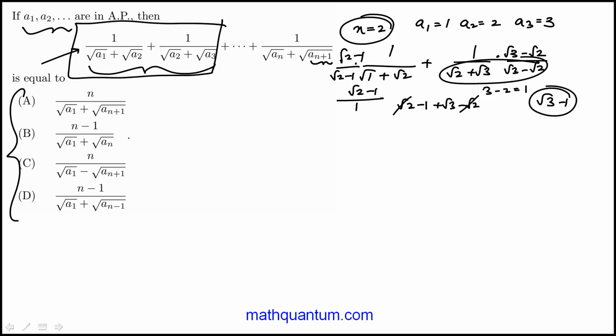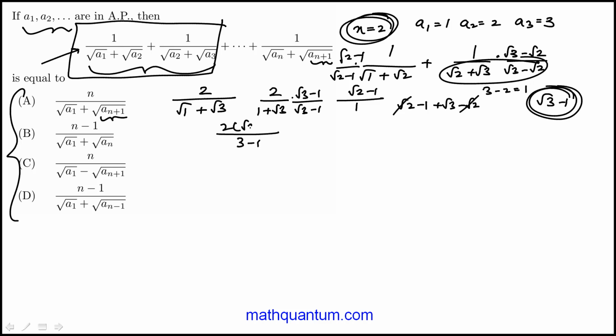Now I need to go through these answer choices and see which one matches with this value, because it has to be true for all values of n. So here, just be careful that n is 2. So the first choice becomes 2 over square root of a1, and then this would be square root of a3. So it's 2 over 1 plus root 3. Again, I rationalize it. Denominator would become 3 minus 1. And that's 2. So I do match with our answer. So that's a possibility. Sometimes you'll get multiple choices that would work. So that's why you have to go through all of them.